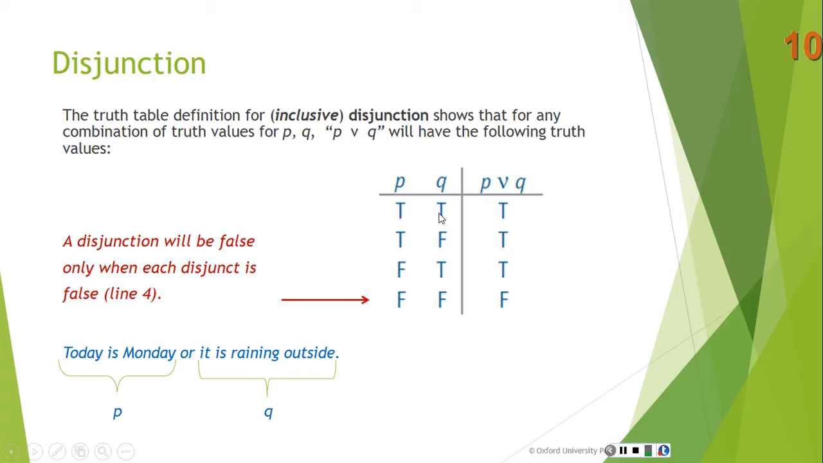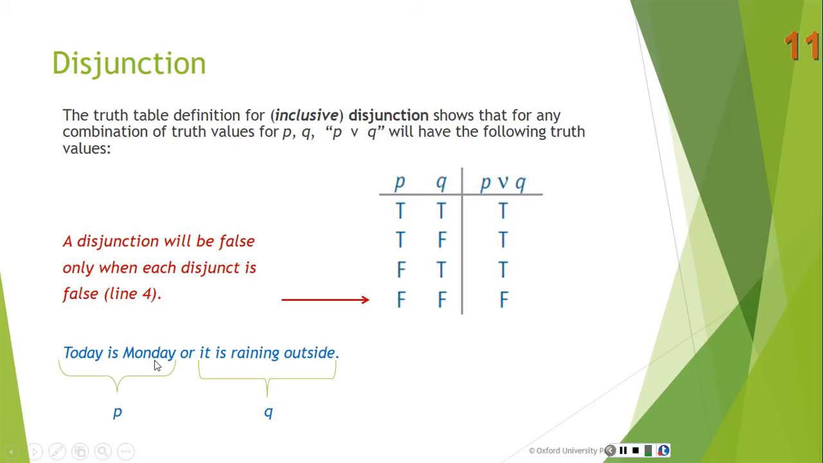Whenever P is true and Q is true, the whole thing comes out true. P wedge Q, this whole thing is true. Whenever P is true and Q is false, the whole thing comes out true. So the statement P wedge Q is true. Whenever P is false and Q is true, the whole thing comes out true. And whenever P is false and Q is false, the whole thing is false.